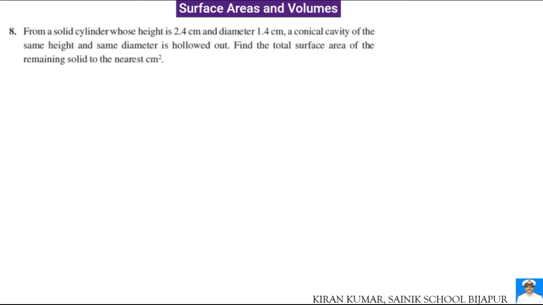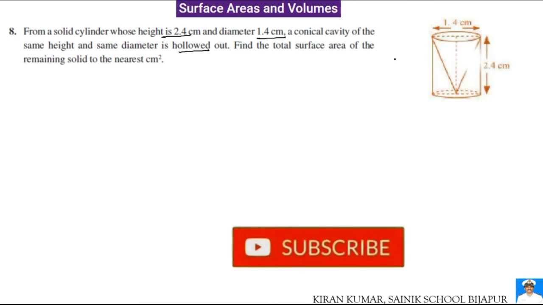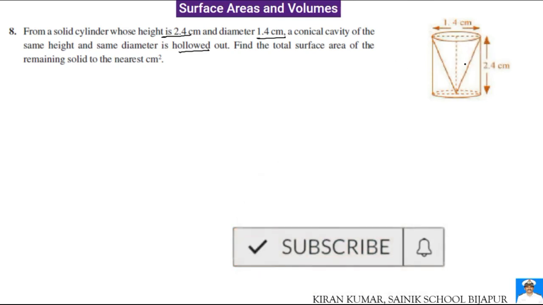Question number 8. From a solid cylinder of height 2.4 centimeter and diameter 1.4 centimeter, a conical cavity of the same height and the same diameter is hollowed out. Find the total surface area of the remaining solid to the nearest centimeter square. This will be the structure. It looks like a cylinder. In that, a conical part is hollowed out.